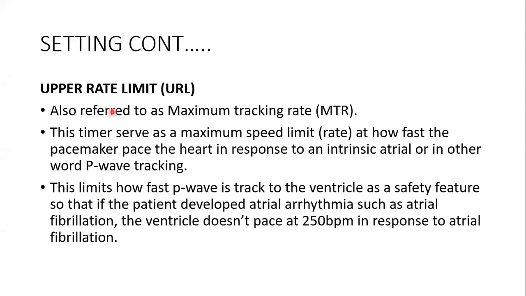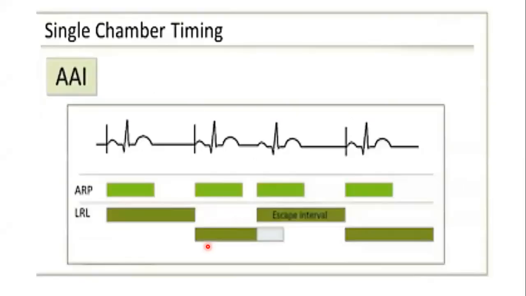So this limits how fast a P wave is tracked to the ventricle as a safety feature, so that if the patient develops atrial arrhythmia such as atrial fibrillation, the ventricle doesn't pace at the same rate as the atrial arrhythmias. This is how these timers actually work. When we are using the single chamber lead, that is the atrial lead.